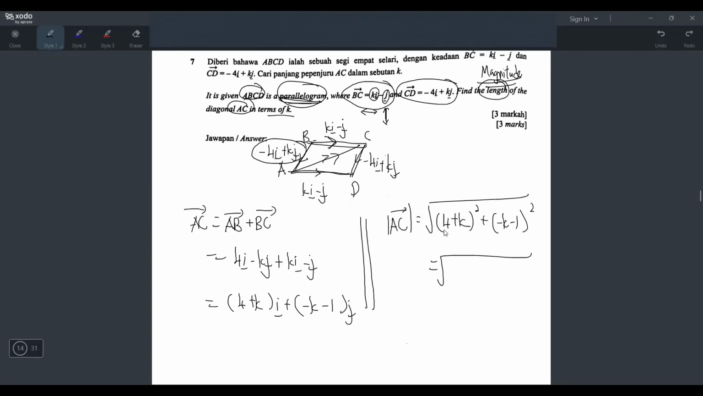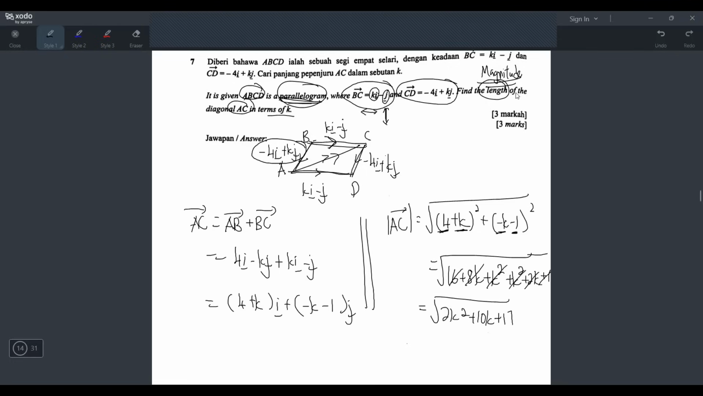The correct way to expand is you take the first squared, 4 squared, 16, and then first times second times 2, 4 times k times 2 is 8k, and then the second squared, plus k squared. Okay, let's do again. This one, the correct way to expand is to take the first squared, negative k squared is k squared. First times second times 2, you will get negative k times negative 1 is positive k, times 2 positive 2k, and then the second squared is positive 1. And then up to here, you will get square root, k squared plus k squared, 2k squared, 8k plus 2k, 10k, 16 plus 1, 17. And I think this is the answer.